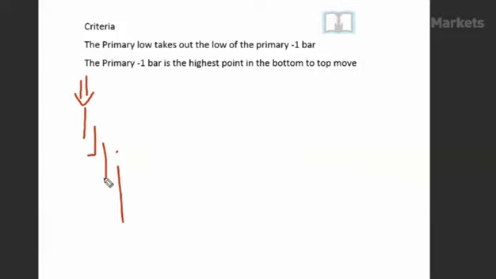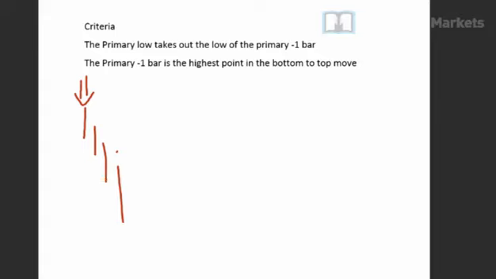The low of the next bar takes out the low of the preceding. So we are confirmed downtrend. And here, let's take a look at how a primary would form.